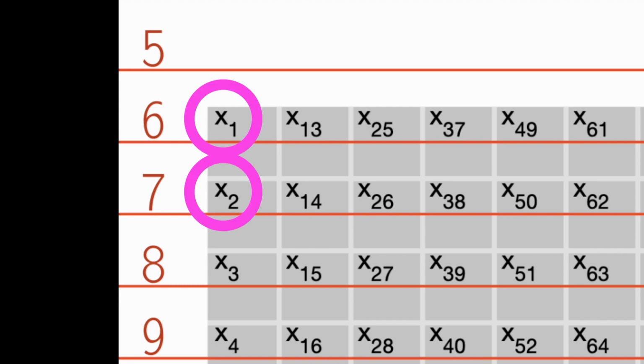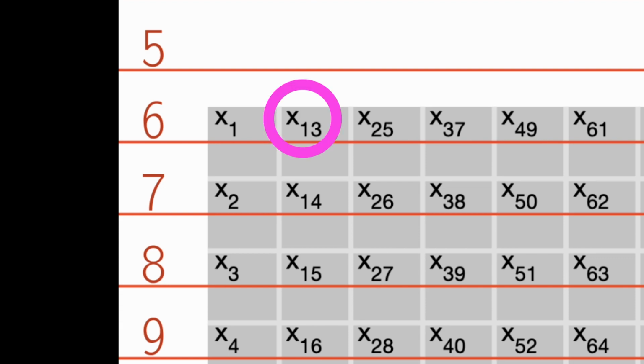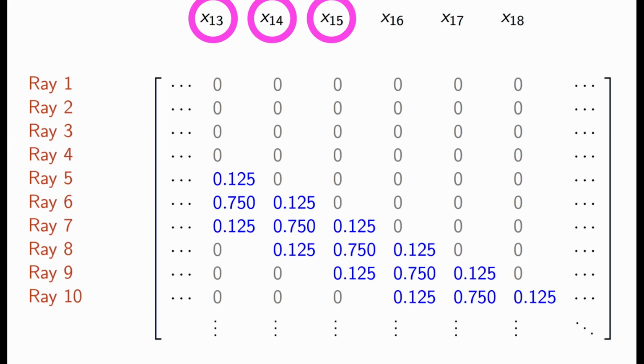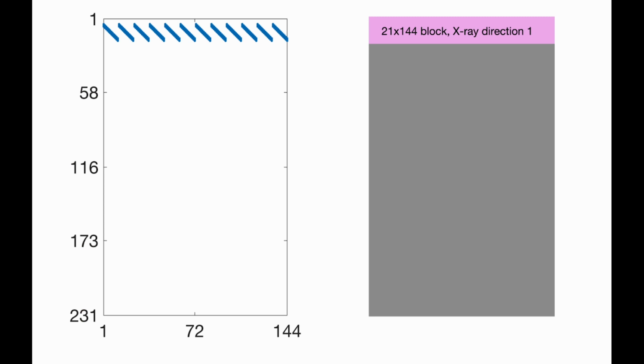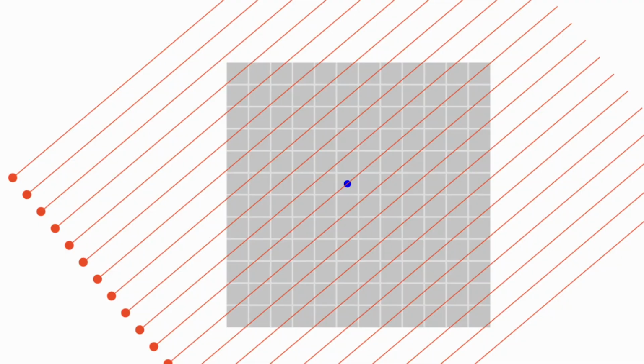After pixels x1, x2 and x3 and so on, the next non-trivial part of matrix A is related to pixels x13, x14 and x15. Here are the matrix elements. And now the whole block corresponding to direction 1 looks like this. The block has mostly 0 entries, and the non-zero elements shown in blue form specific patterns. Moving on to direction 2, where the X-rays travel at an angle of 32.7 degrees.